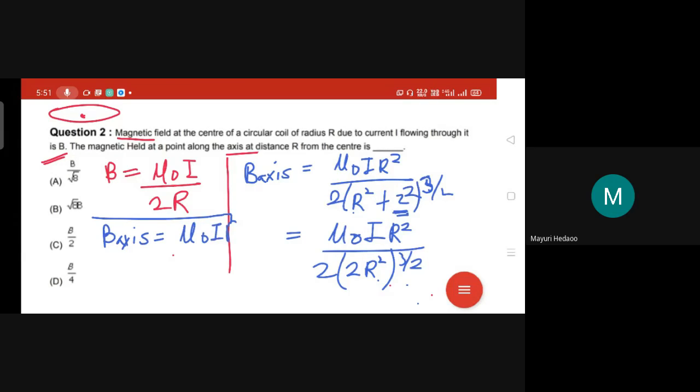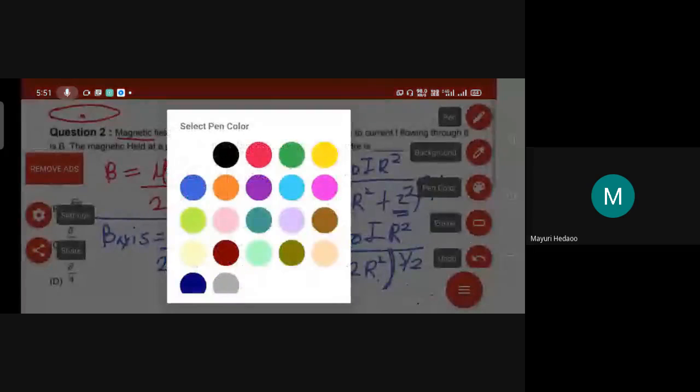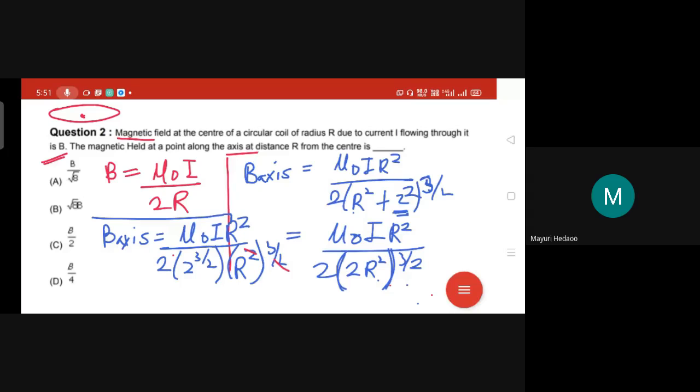सो इसके आगे की स्टेप क्या आएगी, आई एम राइटिंग हियर कि B axis आगे मेरा mu naught I R square upon 2. ये 2 रेज टू 3/2 में वैसे ही लिख रही हूँ जैसे यहाँ पे R square ये पूरे ब्रैकेट रेज टू 3/2 है. तो आई एम सेपरेटिंग 2 रेज टू 3/2 और R square रेज टू 3/2. R square रेज टू 3/2 का क्या हो जाएगा, ये 2 2 कैंसिल हो जाएंगे और R cube आ जाएगा.